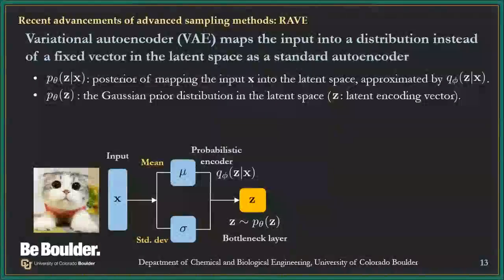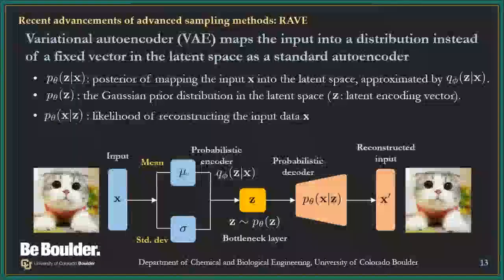Specifically, given the high-dimensional input x, the probabilistic encoder maps the input into two vectors, mu and sigma, which respectively correspond to the mean and the standard deviation of a Gaussian distribution in the latent space, which is denoted as p sub theta of z. Then the probabilistic decoder samples from this latent space distribution and converts the samples back to the real space to recover the input data.